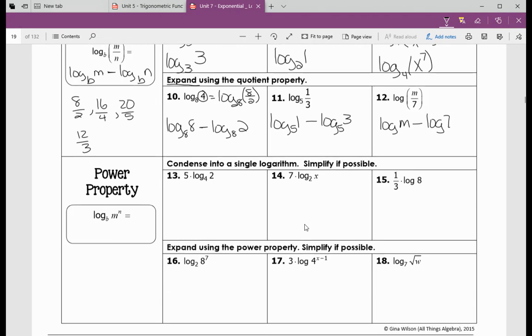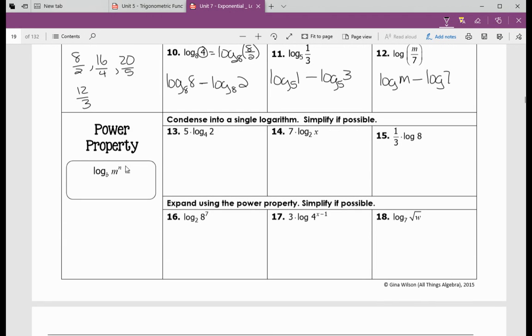The third and final property is the power property. And it says if you have an exponent, you can pull it out in front and make it become a multiplier. So I can multiply n times log base b of m. Notice that my exponent is now out in front as a multiplier. So you can go both ways. I'm going to take this exponent, put it out in front. So that's 7 log base 2 of 8.